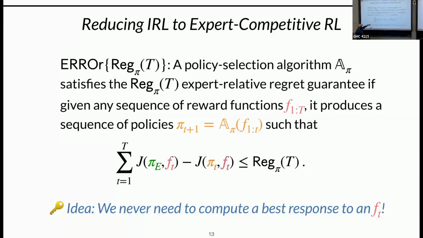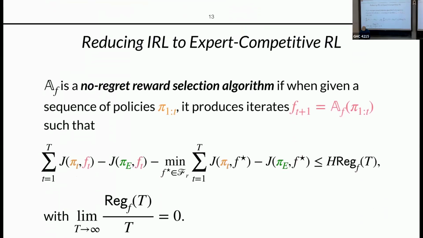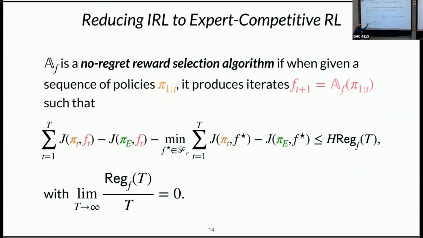So this is probably the thing that is a little bit new for this proof. The thing that is a bit older, which you have seen in the past, is just a no-regret algorithm over reward functions. I just wrote it out a bit more explicitly than we did before.